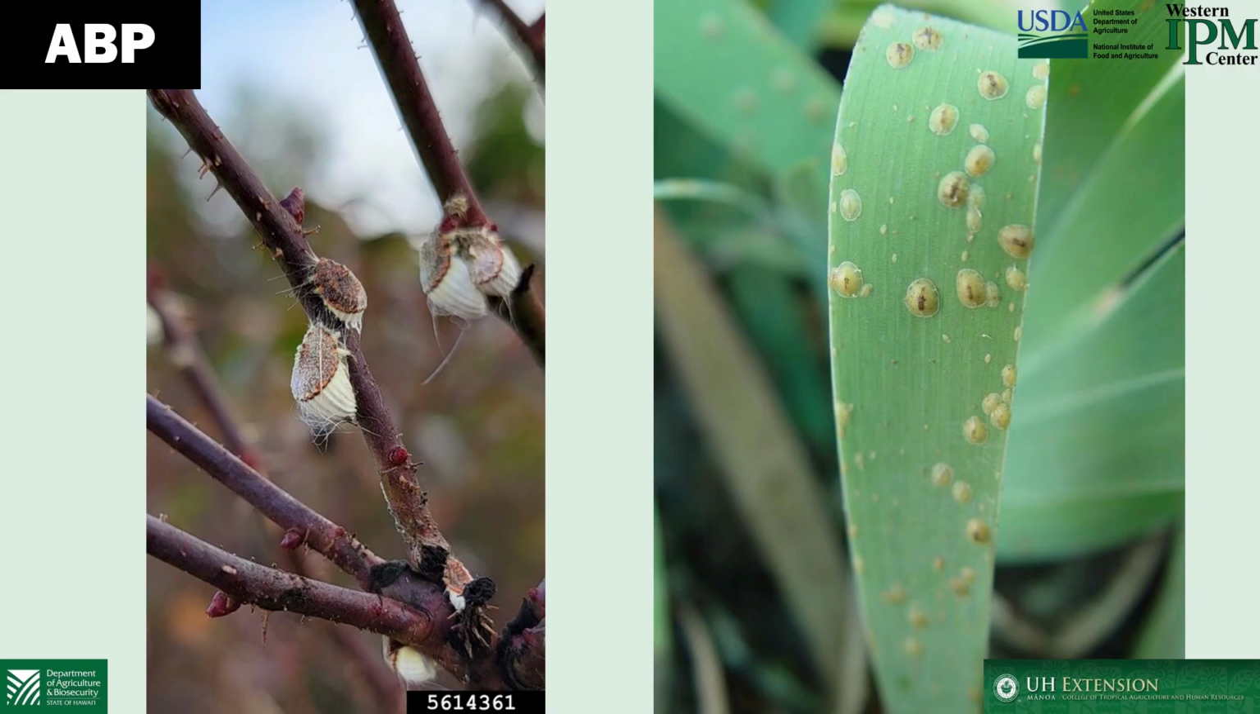So the eggs and immatures kind of look like scales, right? But you see the adults there, so now you know what they look like at that life stage.